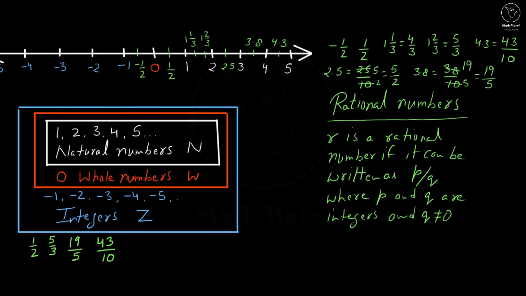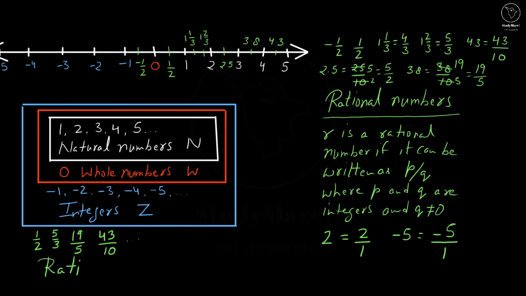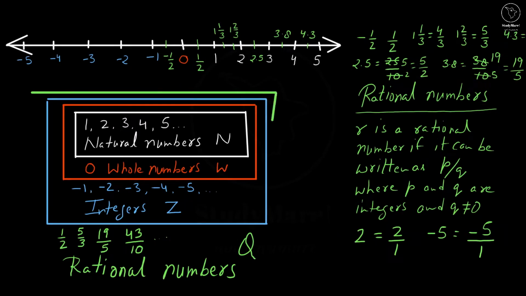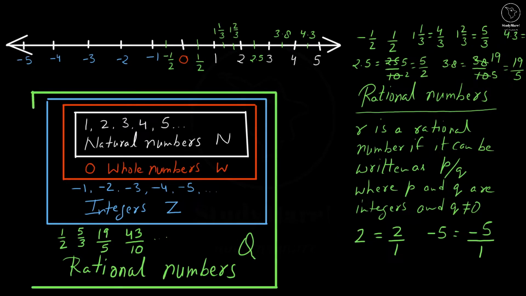All the integers are also rational numbers. Let's say 2 can be written as 2/1. -5 can be written as -5/1. These numbers fulfill the definition of rational number. Means these can be written in the form of p/q, where p and q are integers and q is not equal to 0.